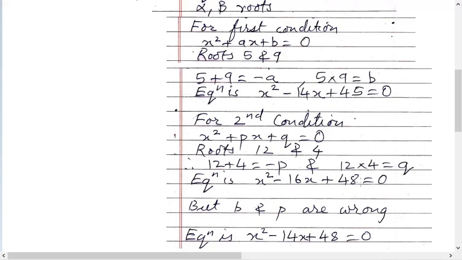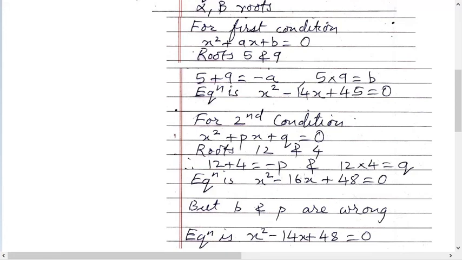Now what is condition 1? The constant term was wrong, means 45 was wrong. But in the second condition it's not said that the constant term was wrong. In the second condition, second equation, the constant was right. So instead of this 45, it should be 48, because 48 is right and 45 is wrong. So put 48 in place of the constant term.